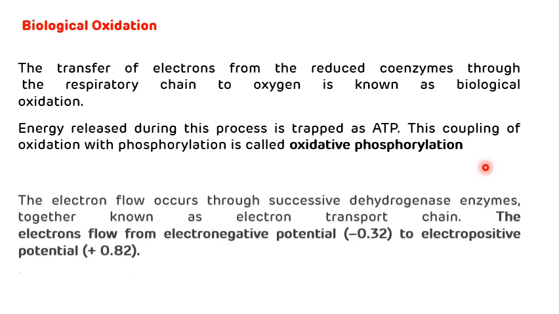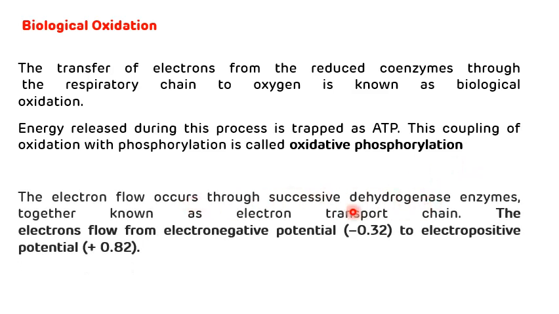And the flow of electrons occurs through successive dehydrogenase enzymes, together known as the electron transport chain. The electron flow is from electronegative potential, that is minus 0.32, to electropositive potential, that is plus 0.82. So that is the definition of biological oxidation and the definition of electron transport chain.